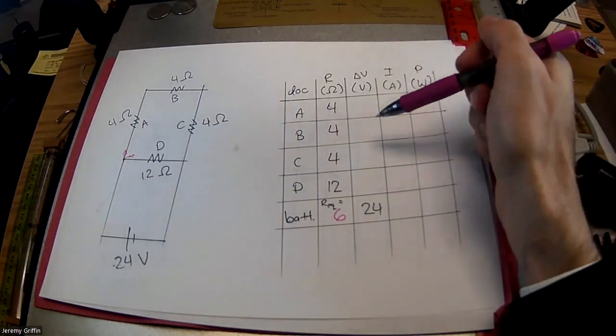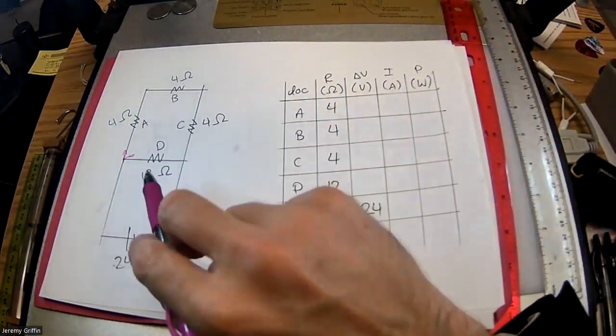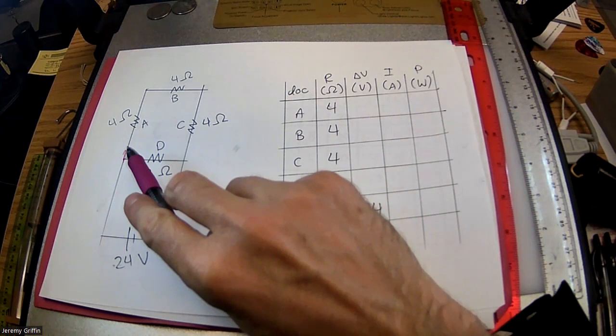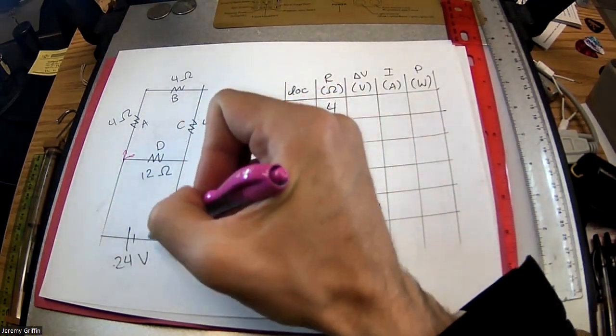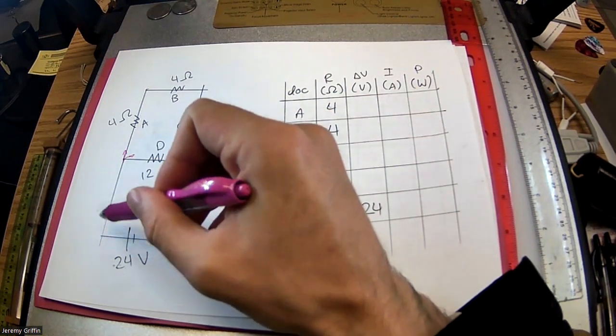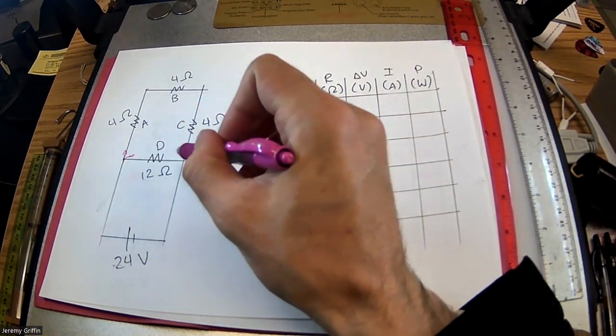Right, voltage drop. Now, the one I think is really obvious for voltage drop is going to be resistor D. So let's do resistor D first. Okay. Do you guys see a loop right here? You guys see a loop? Here's 24 volts up. So how many volts down right here?